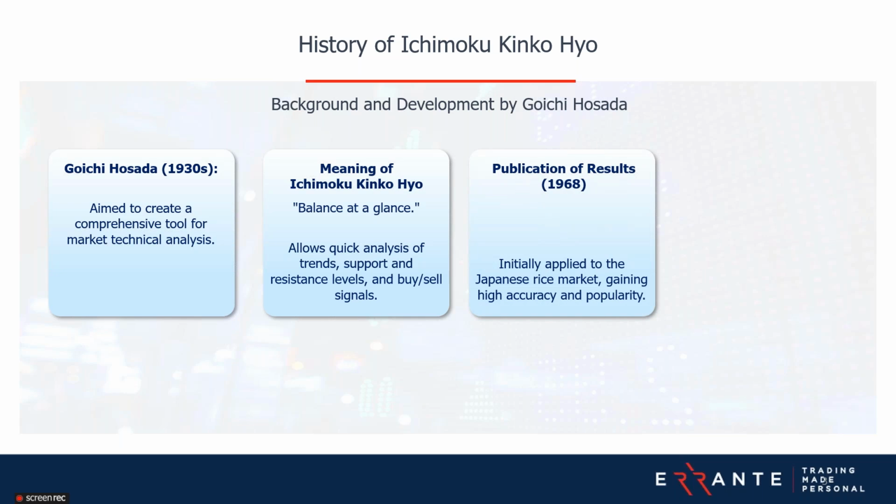It's worth mentioning that Goichi Hosoda spent many years researching and developing the system. He finally published his results in 1968. Initially, this tool was designed to analyze the Japanese rice markets. And over time, due to its high accuracy and predictive capabilities, Ichimoku gained significant popularity among Japanese analysts and became one of the main tools for technical analysis in Japan.